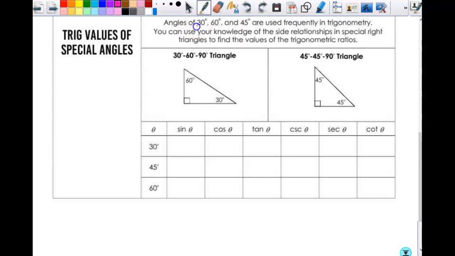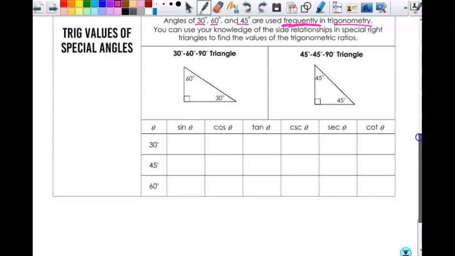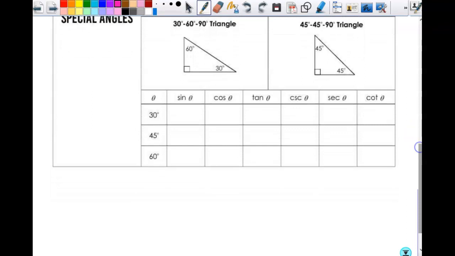All right, so angles of 30, 60, and 45 are used frequently in trigonometry. Just because it says trigonometry, trig is in everything. It's in pre-cal, calculus, physics, and a lot of your advanced math and science classes. So you can use your knowledge of the side relationships that we have as special right triangles. Of course, if you don't know your special right triangles either, then we have some other problems.